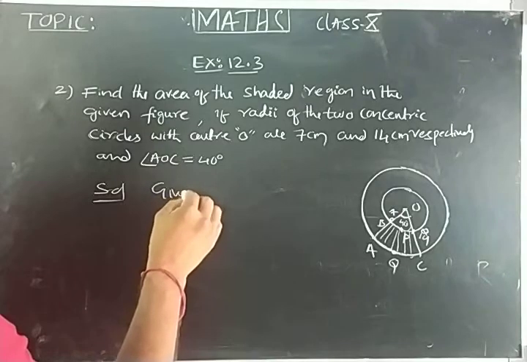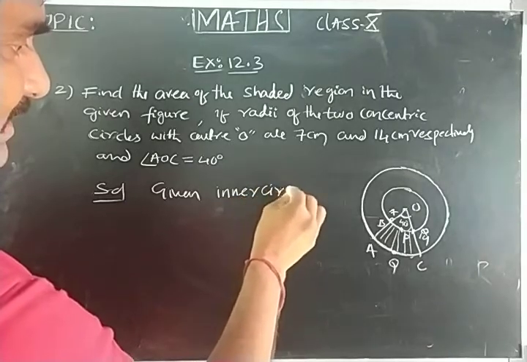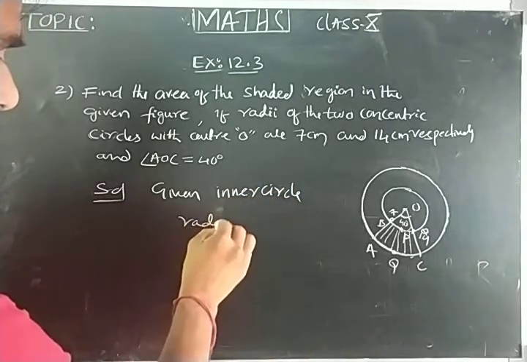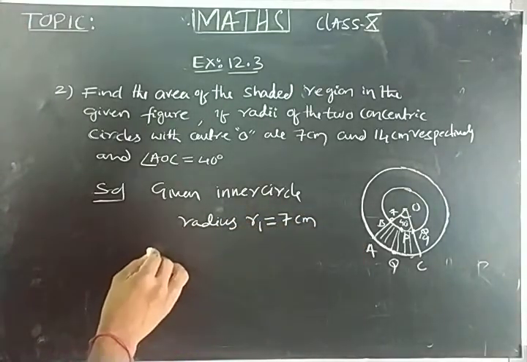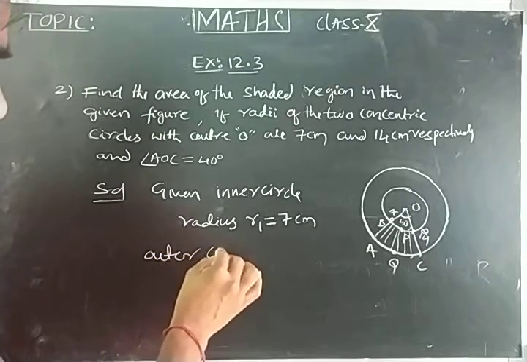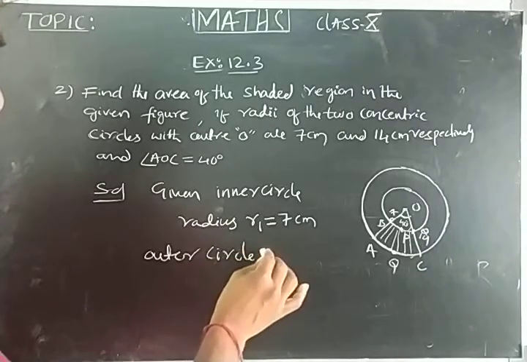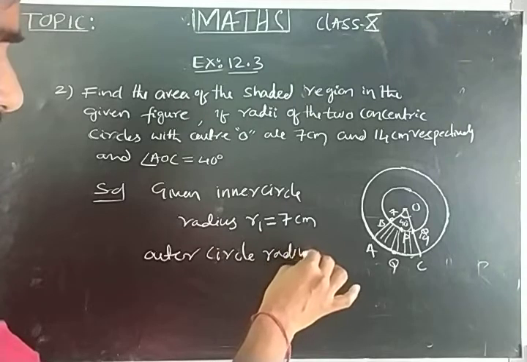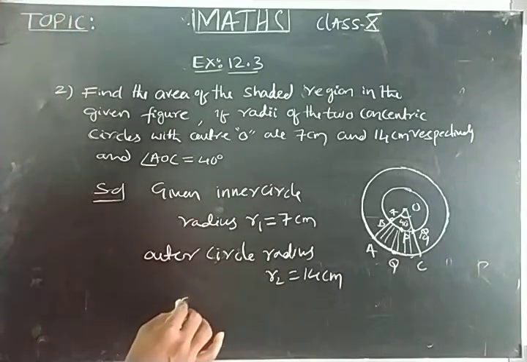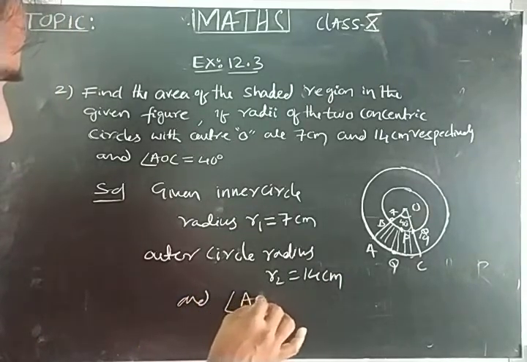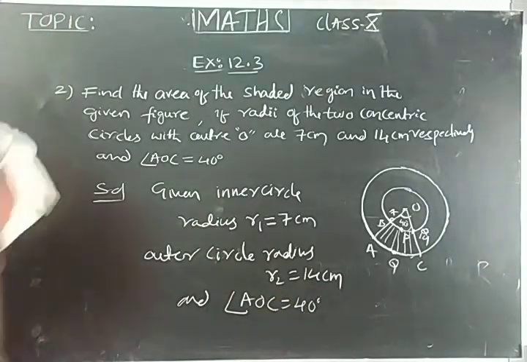Okay. Now solution. What is given? Given inner circle radius, I am taking as R1, which is 7 centimeters, and outer circle radius I am taking as R2. R2 is 14 centimeters, and angle AOC is given, that is 40 degrees. I wrote the given information in the question. Now I am going to solve.